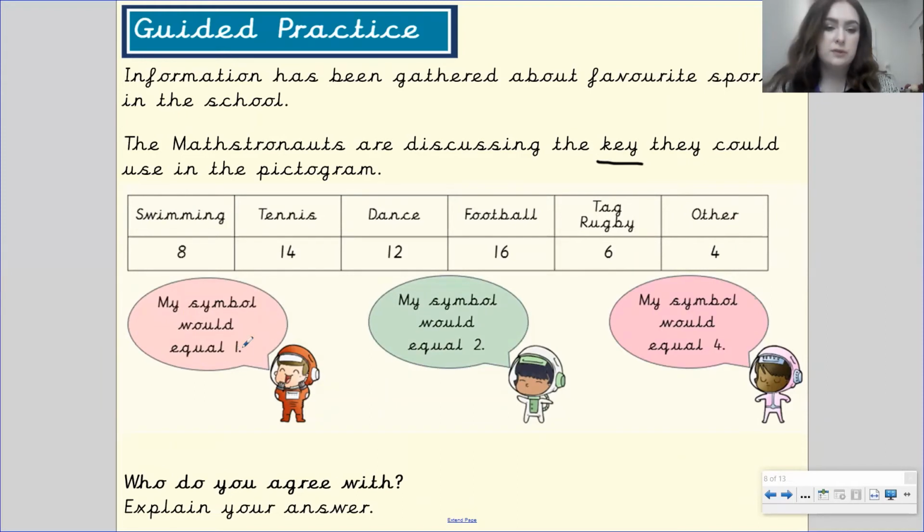The red astronaut says that his symbol would equal 1. The green astronaut says the symbol will equal 2. And the pink astronaut says the symbol is going to equal 4. Now we need to say who we agree with and why. So what I want you to do now, pause the video and have a think about who you agree with, but why do you agree with them as well? So pause the video to have a go.